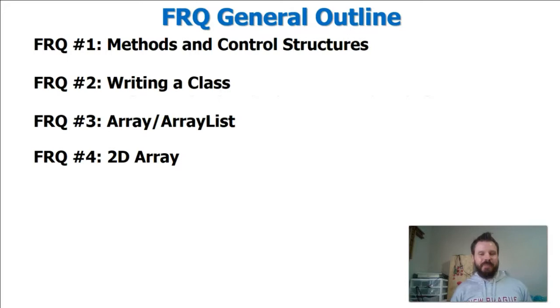Let's start off by reminding you the type of problems we're dealing with. In the normal AP exam, there's 4 different types of problems you can expect. For us, we've got the shortened exam, so we will not have writing classes. We will not have 2D arrays. You're going to get 2 questions from the categories of methods and control structures and array/array lists.